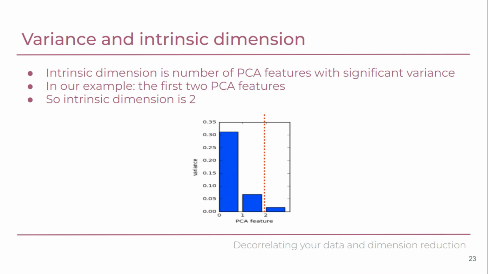The intrinsic dimension is the number of PCA features that have significant variance. In our example, only the first 2 PCA features have significant variance. So this dataset has intrinsic dimension 2, which agrees with what we observed when inspecting the scatter plot.